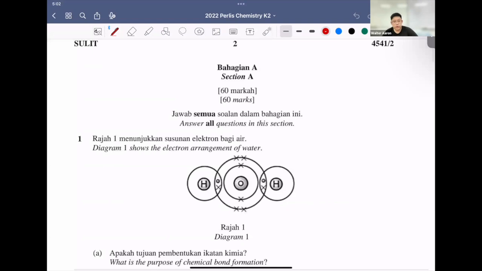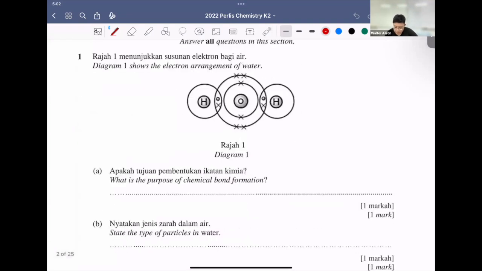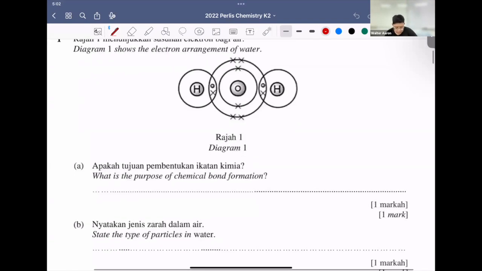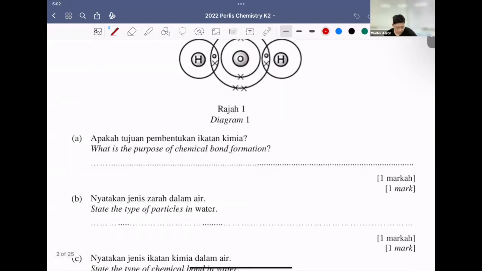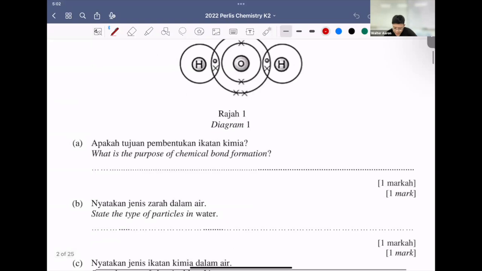Paper 2 is divided into 3 different sections, which are section A, B, and C. Currently we're at paper 2, section A. Let's take a look at the first question. Diagram 1 shows the electron arrangement of water. What is the purpose of chemical bond formation for A? The answer is very simple: to achieve octet electron arrangement. Duplet or octet, because hydrogen is duplet, oxygen octet.